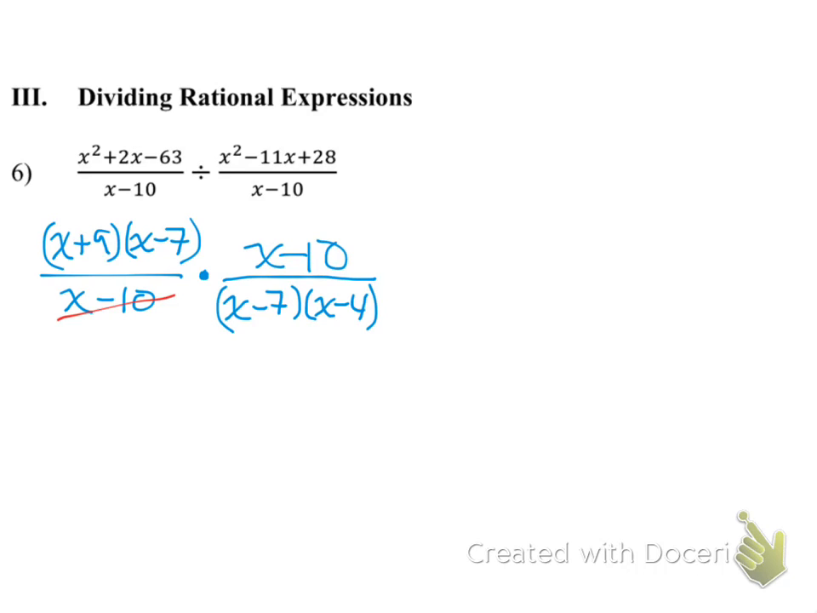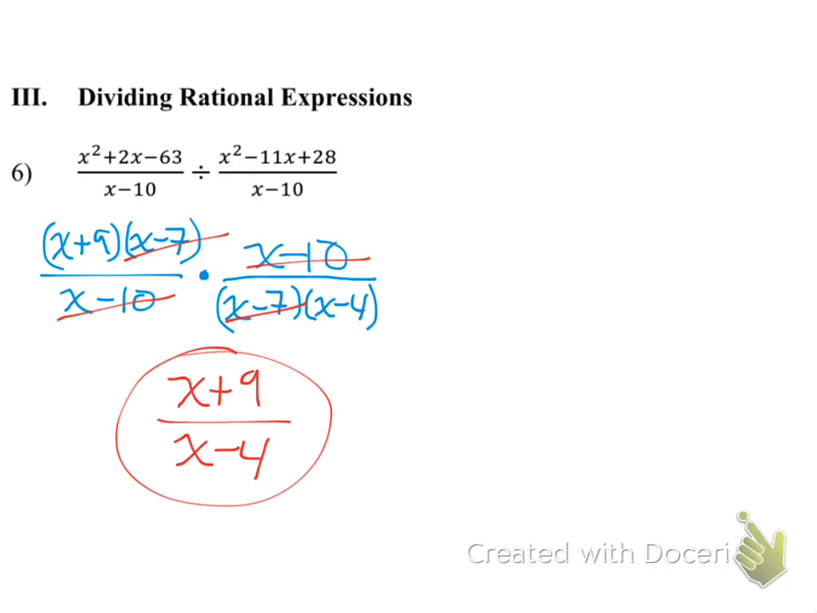Looking for anything to cross cancel, x minus 10s, x minus 7s, and we're left with an x plus 9 over x minus 4. So dividing is just like multiplication. You just have to do that extra step of changing to multiplication and flipping the last fraction. Give the practice a try, and if you have any questions, please ask.